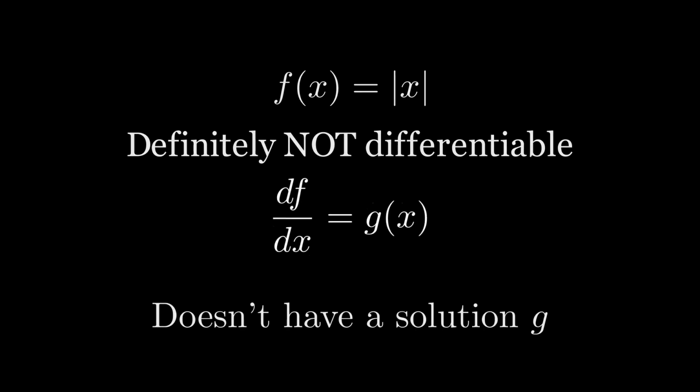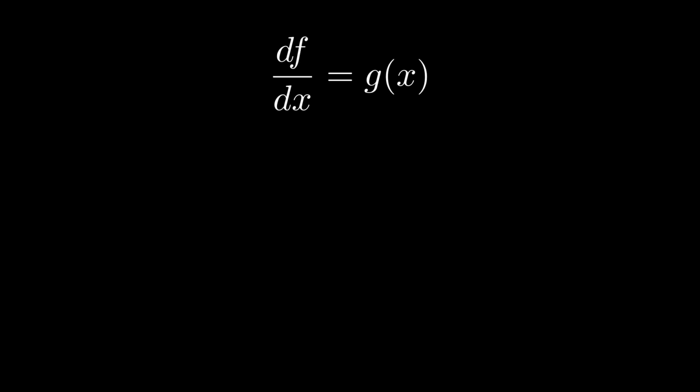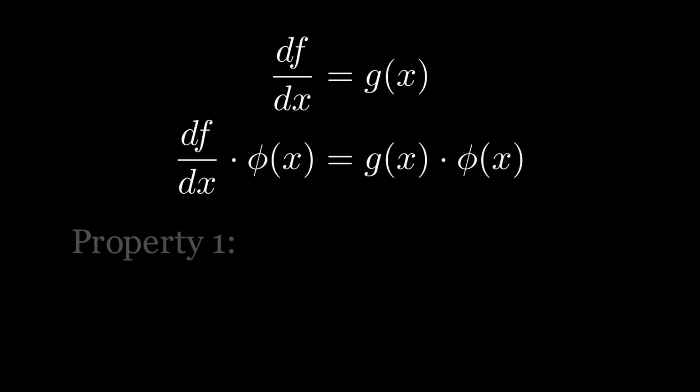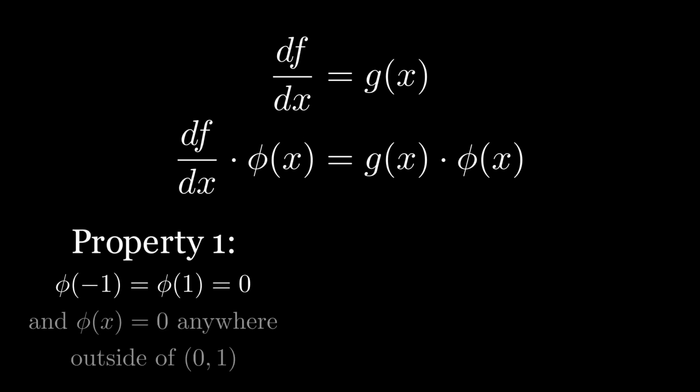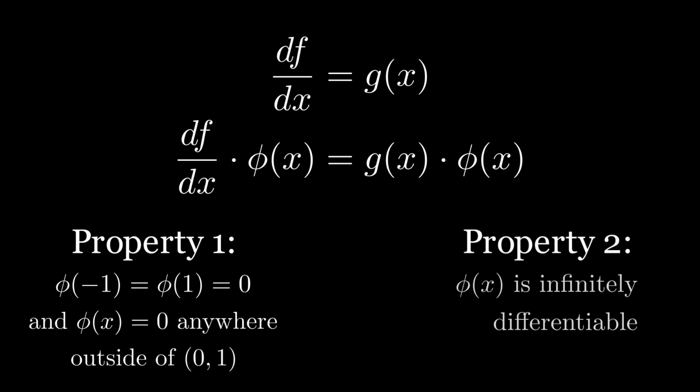g. This means it still won't have a solution even if I multiply both sides by a not suspicious at all function that has the properties that it's a, differentiable infinitely many times, and b, equal to 0 at the points -1 and 1, as well as equal to 0 anywhere outside the interval -1 to 1.